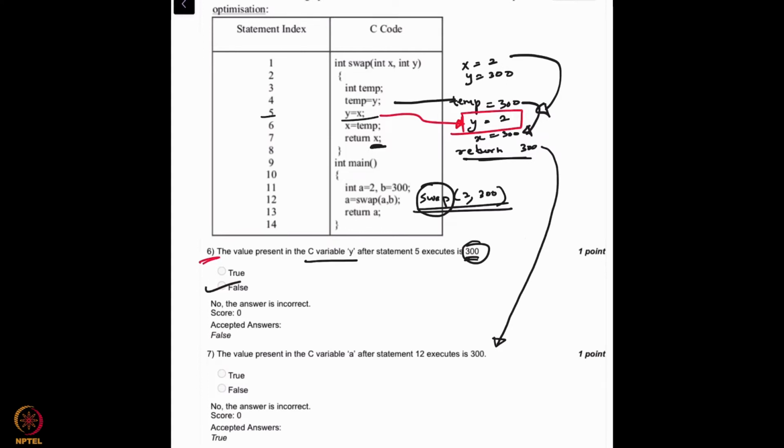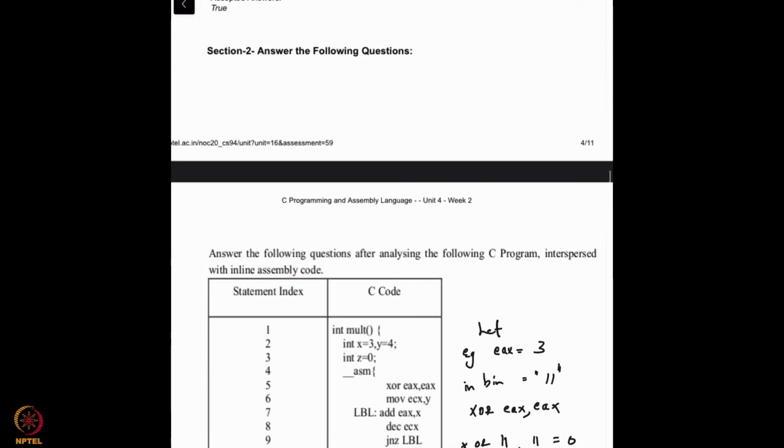The value present in the C variable a after statement 12 executes is 300. So once statement 12 completes its execution, what is a? Return 300, right? So 300 is returned, so now a is equal to 300, hence the answer is true. Okay. Now let's move on to section 2.